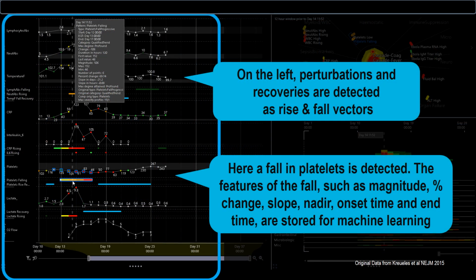On the left, perturbations and recoveries are detected as rise and fall vectors. Here, a fall in platelets is detected. The features of the fall, such as magnitude, percent change, slope, nadir, onset time, and end time, are stored for machine learning.